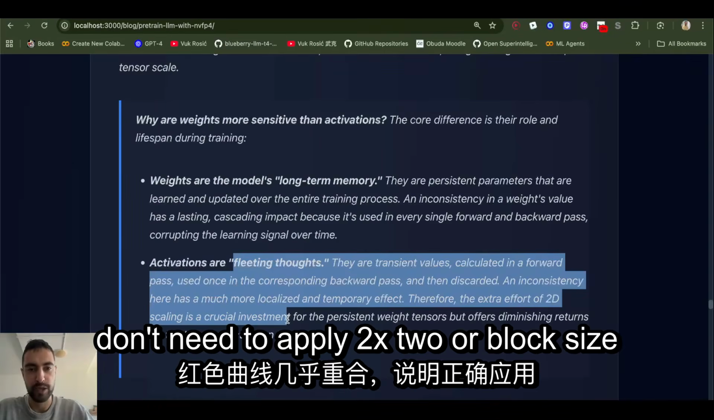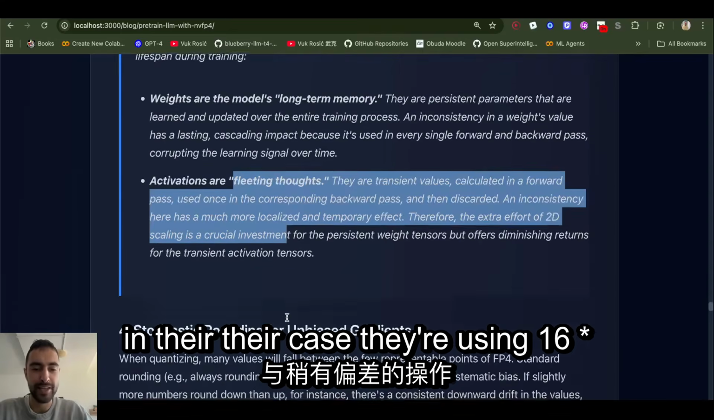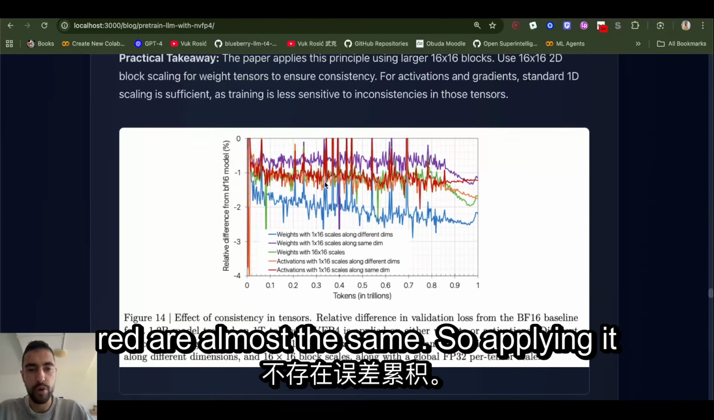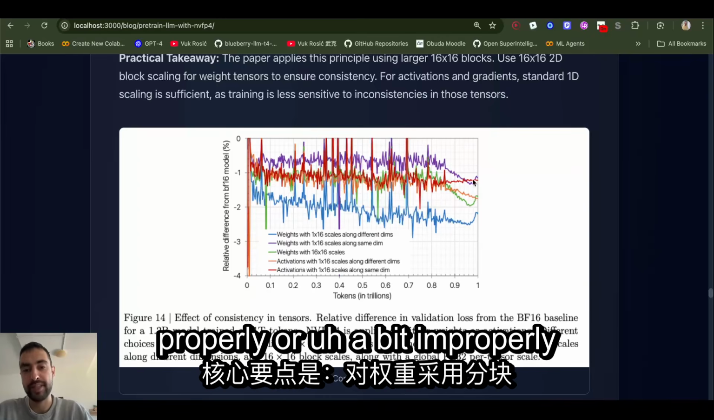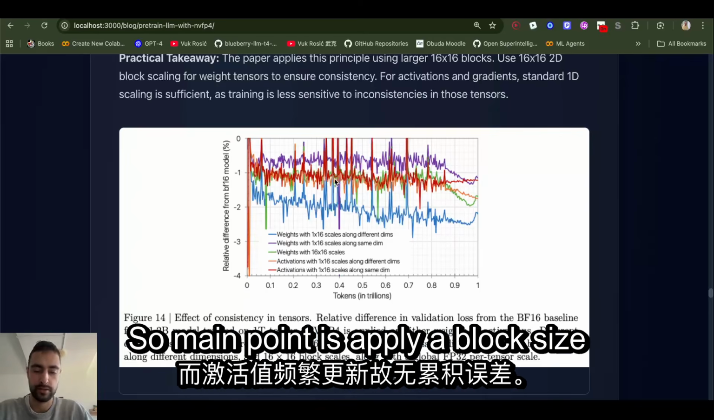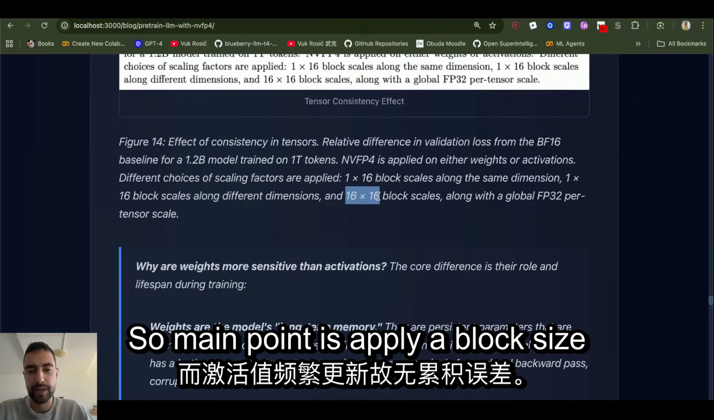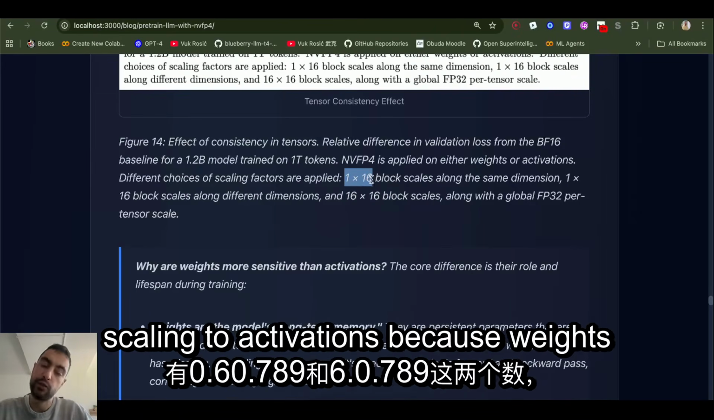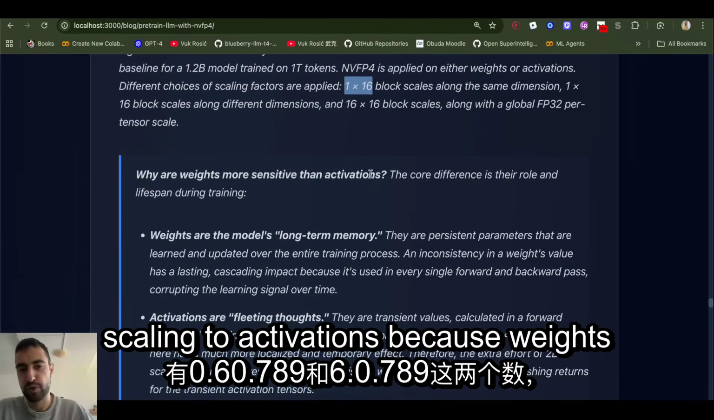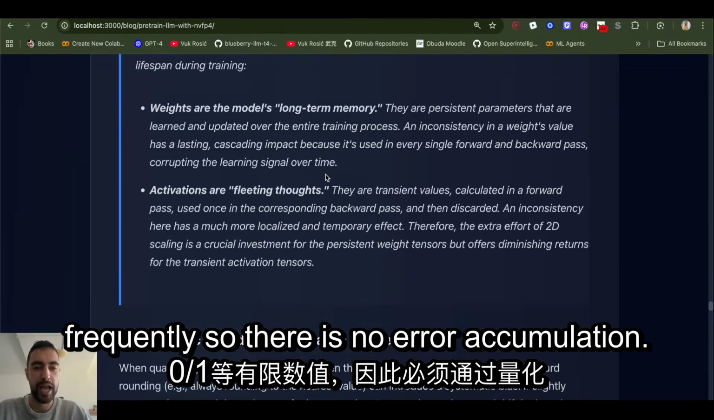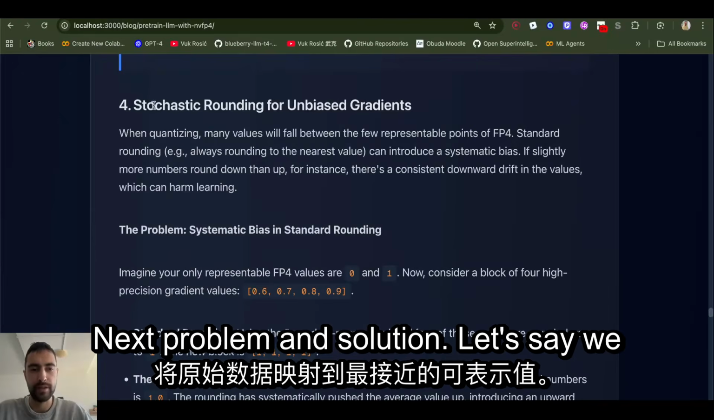So we don't need to apply 2 by 2 block size. In their case, they're using 16 by 16 blocks. You see here, orange and red are almost the same. So applying it properly or a bit improperly has almost the same results because there is no error accumulation. So the main point is apply block size scaling to weights and this single row scaling to activations, because weights are persistent and we need them to be accurate, and activations are discarded frequently, so there is no error accumulation. Next problem and solution.